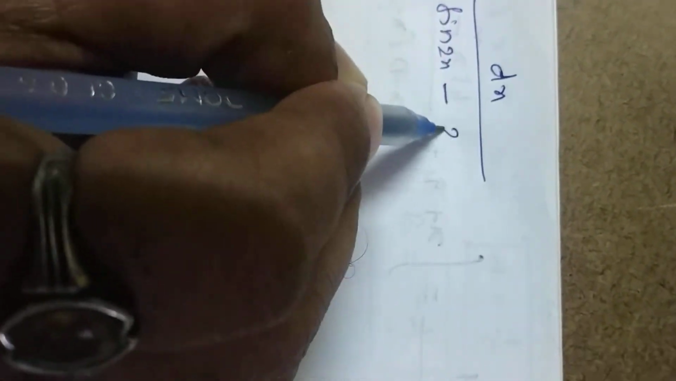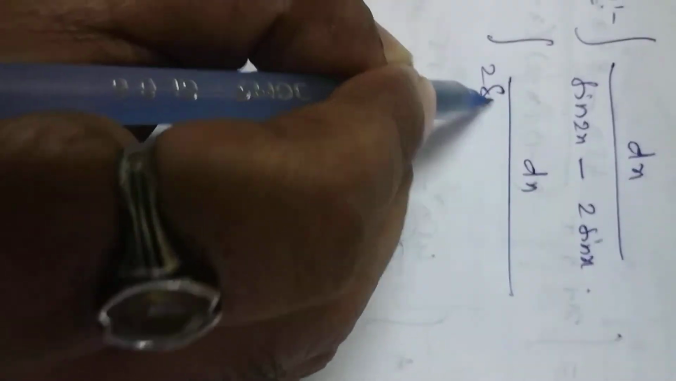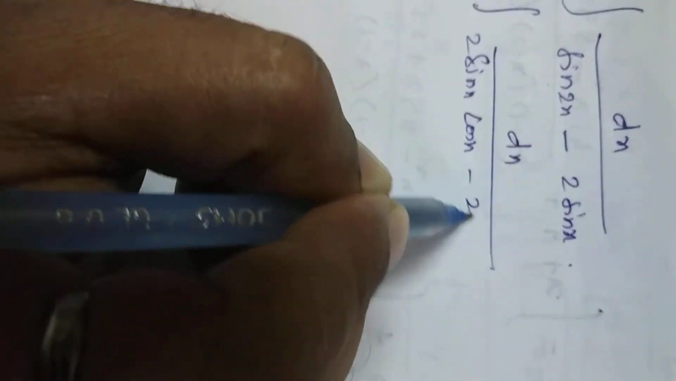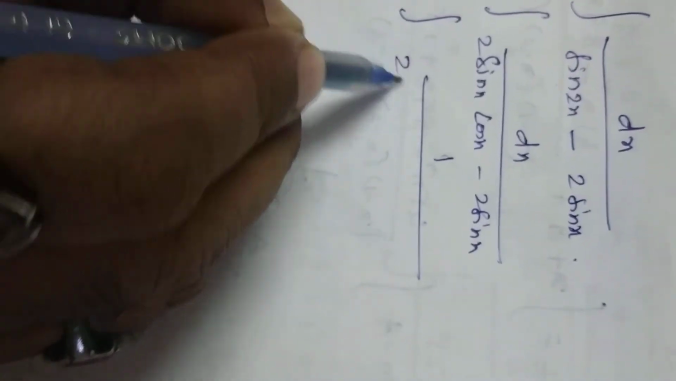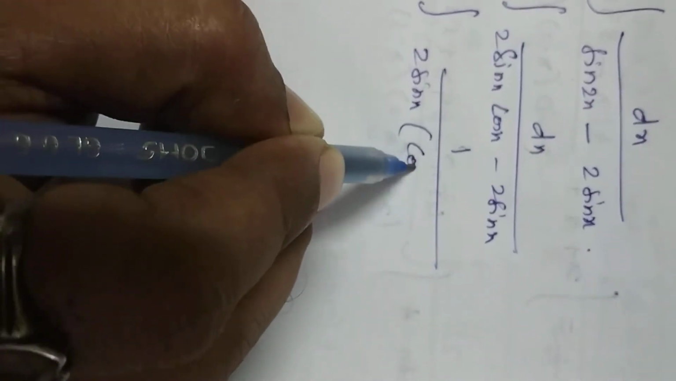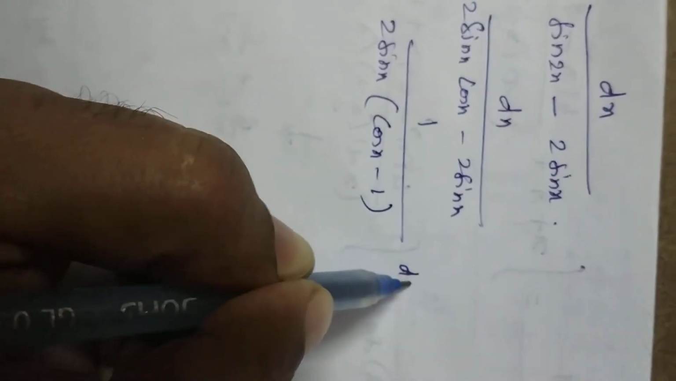Example number 2: integration of dx by (sin 2x minus 2 sin x). Simple problem only. This can be written as integration of dx by (2 sin x cos x minus 2 sin x). Here we can take 2 sin x common, so we get 2 sin x into (cos x minus 1) dx.